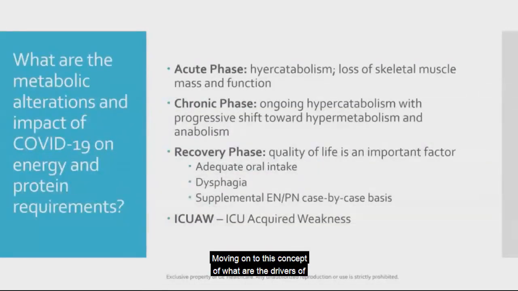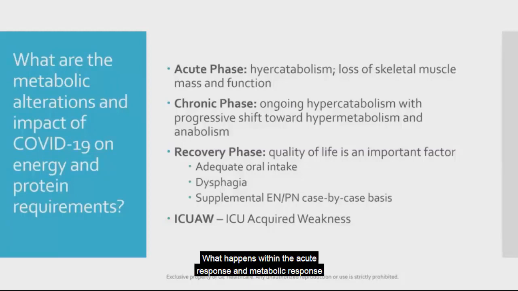Moving on to this concept of what are the drivers of metabolism in COVID-19 patients, we can think about it along a timeline. There are different phases in the metabolic response to critical illness related to COVID-19, but we really haven't had a lot of time to actually study and learn about the energy metabolism of COVID-19, so much of this information comes from the sepsis and trauma literature.